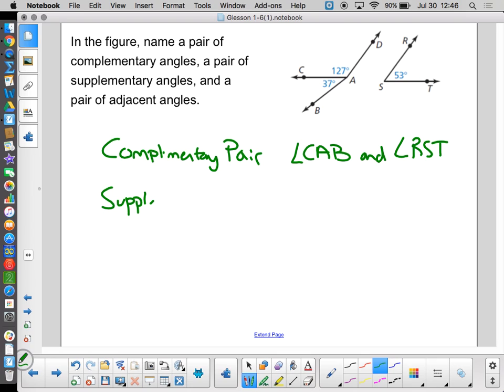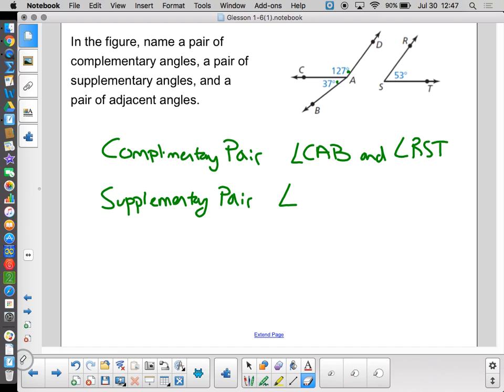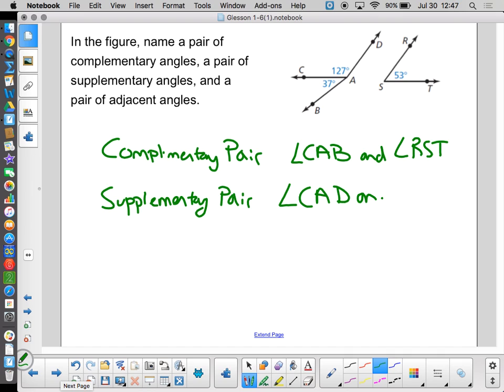Supplementary. My supplementary pair. Again, be careful here. It isn't BAC and CAD, the two that go together here. They aren't making a straight line. That's an obtuse angle, not a straight one. So it's angle CAD and angle RST, because 127 plus 53 adds up to 180. The adjacent pair here pretty clearly are angle CAD and angle CAB.